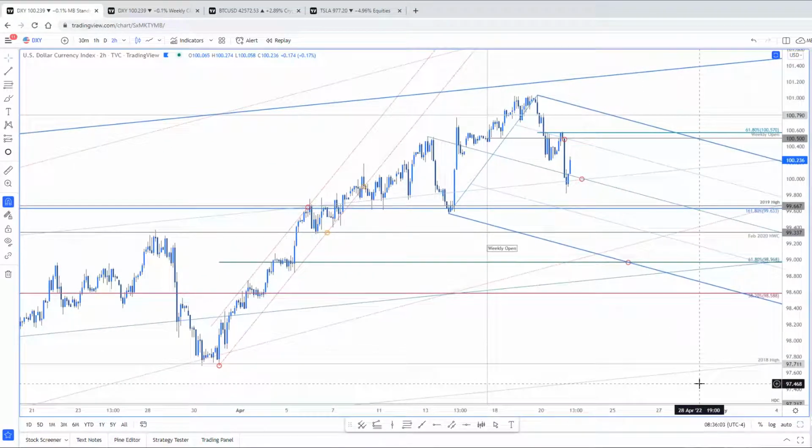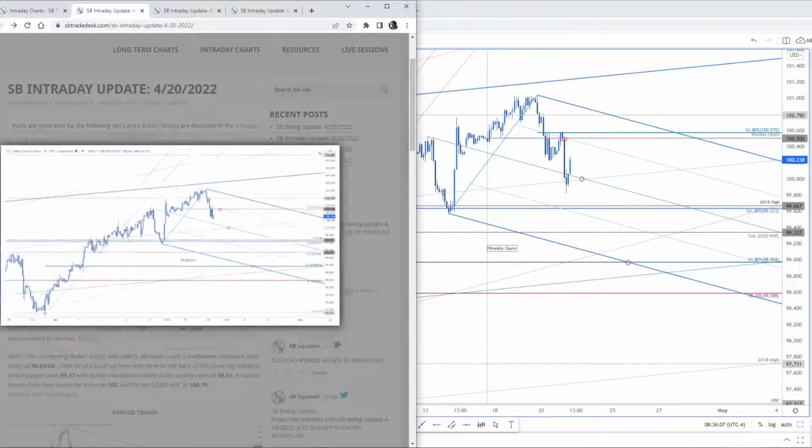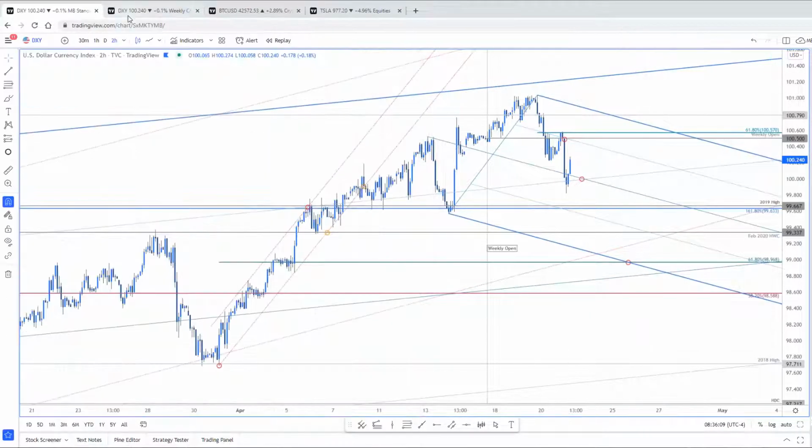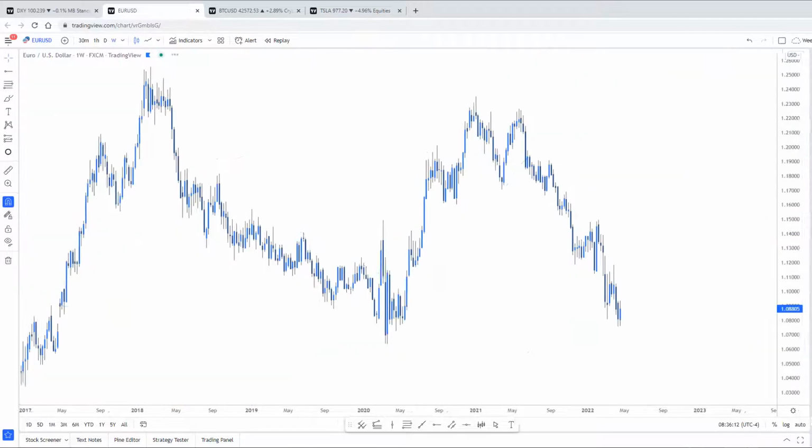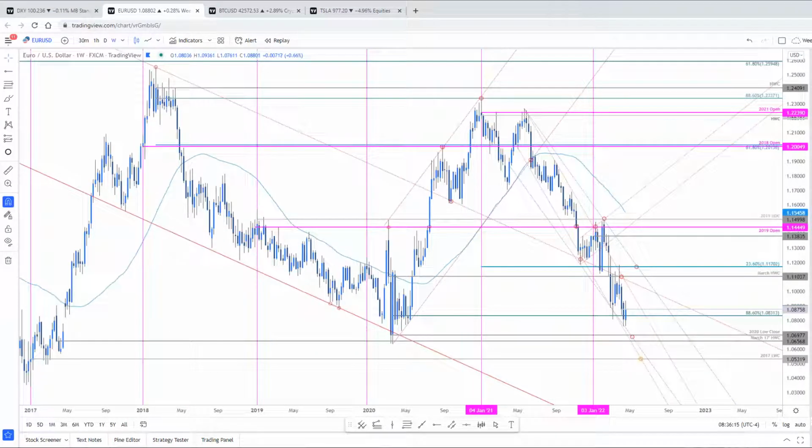That's DXY, number one. Number two, here's what Euro looks like as of last night, and here's what it looks like now. So first things first, weekly charts, haven't spoken in a while. I want to take this from the top down.